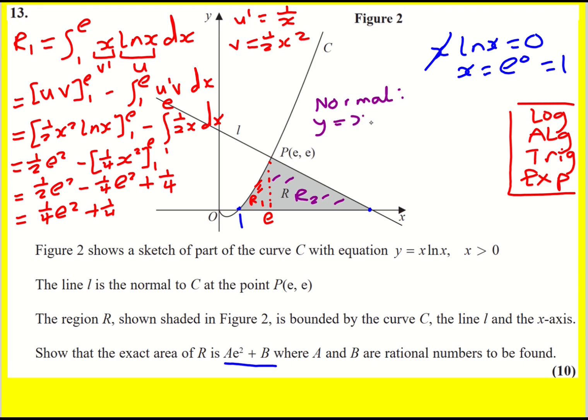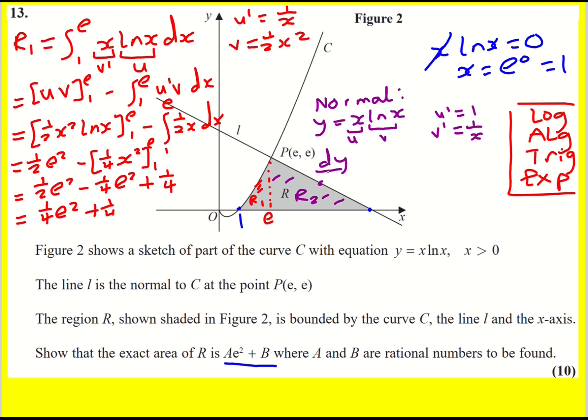So y is equal to x ln x. Now to differentiate, I need to use the product rule. So this is u, this is v. The product rule is u dash v plus u v dash. u dash is 1, v dash is 1 over x, just differentiating both of these.